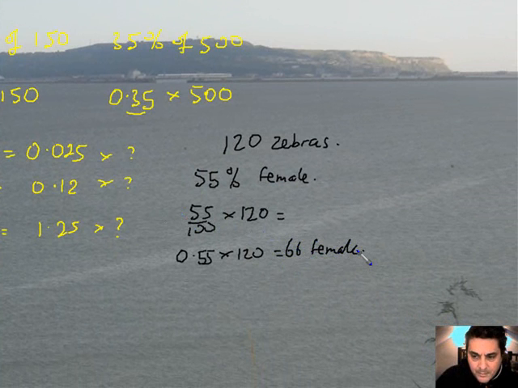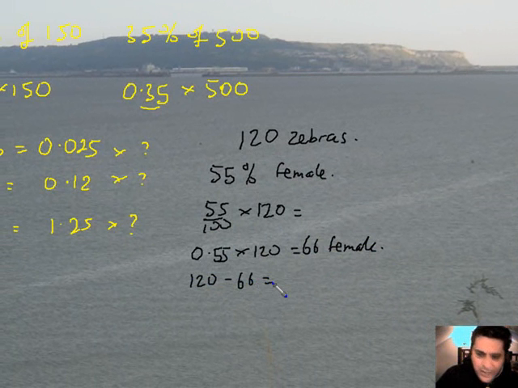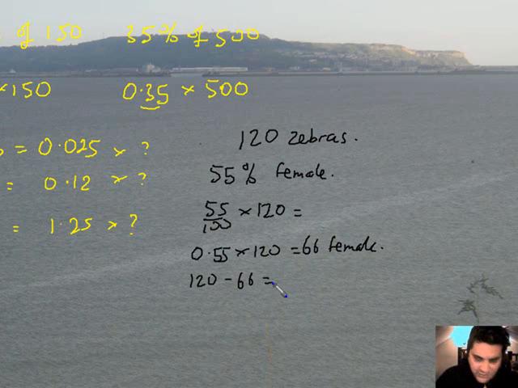66 female. And then it says how many are male. Well, if I've got 66 who are female, let's not make it all difficult. Take them away to see how many are left that are male. So 120 take away 66 leaves us with 54 male zebras. Not quite enough for one each, but no worries, I'm sure they'll get over it somehow.